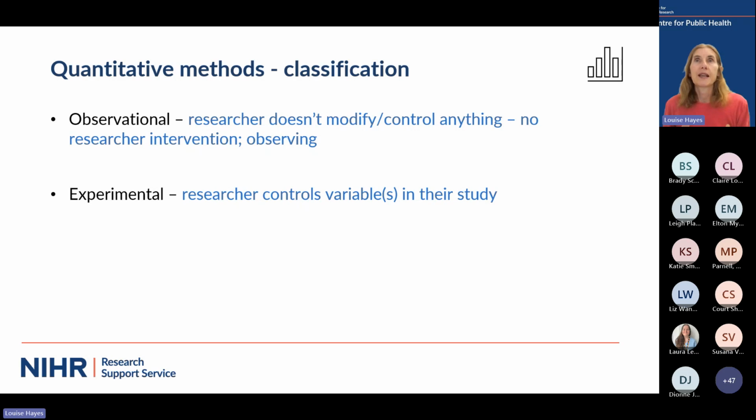As I was saying, we can classify the quantitative methodology into observational, by which we mean that as the researcher, you're observing. You're not controlling anything or modifying anything. There's no intervention on the part of the researcher. Or we can have experimental approaches where the researcher is in control of the key variables within the study. I'll give you some more information about study types and try to illustrate what I mean by that over the next few slides.